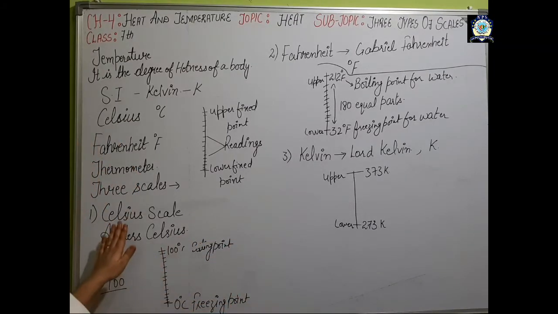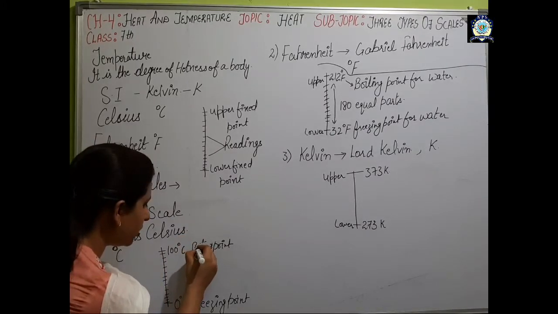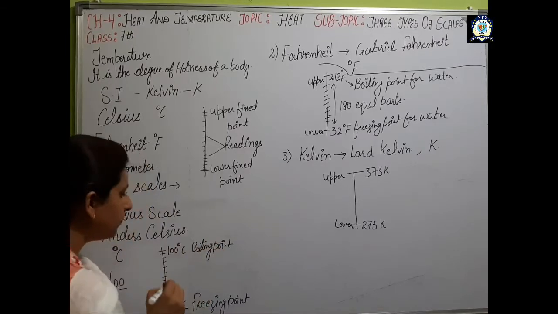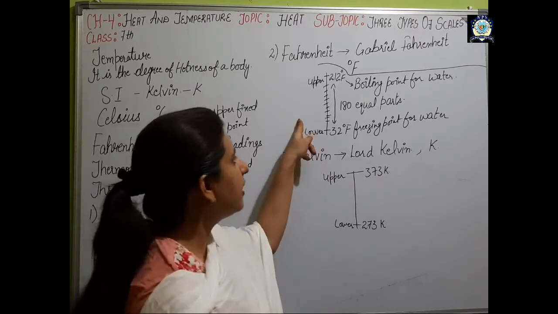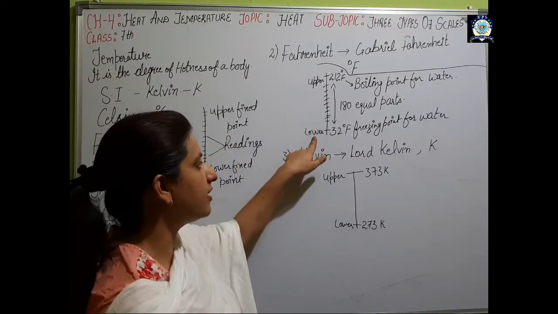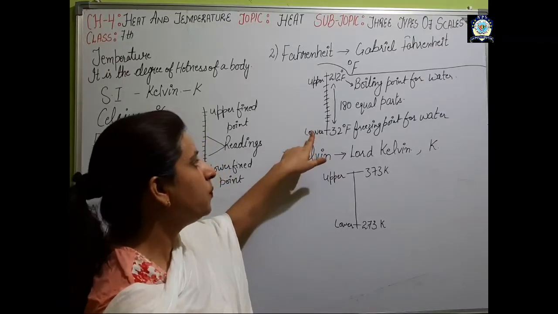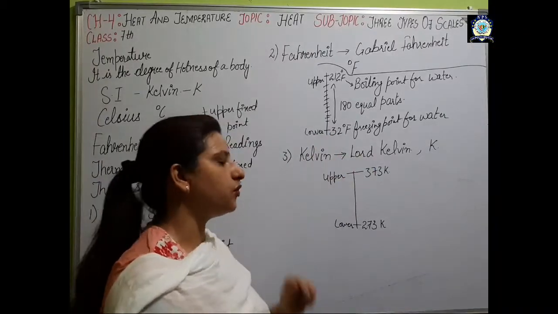The Celsius scale was given by Anders Celsius. It measures the temperature in degrees Celsius. It has 100 equal parts, and 100 degrees Celsius is the boiling point for water, and 0 degrees Celsius, the lower fixed point, is the freezing point for water. And in the Fahrenheit scale, the upper point has the value of 212 degree Fahrenheit and the lower point has the value of 32 degree Fahrenheit. The upper point is the boiling point for water and the lower point is the freezing point for water.